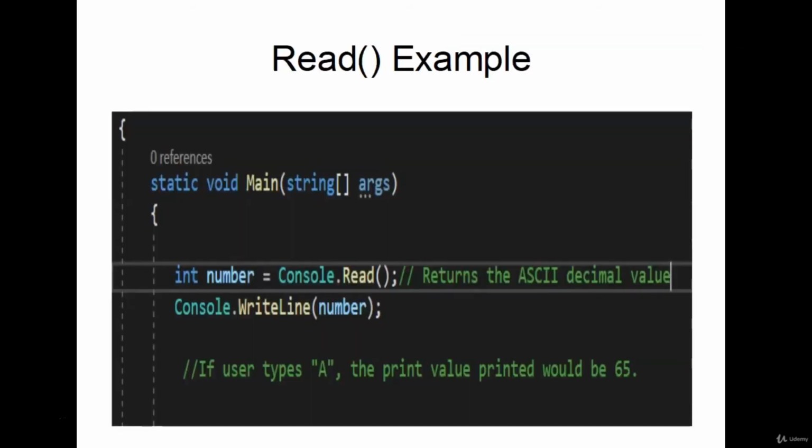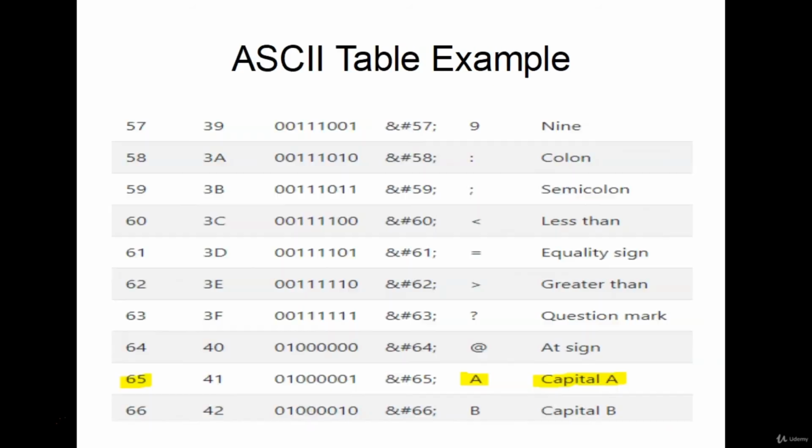So let's just look at an example here. Let's say we have an integer called number, and number equals Console.Read. Once the console comes up, the user puts in the capital letter A. It would return the decimal value based on the ASCII table, and that would be assigned to number. When we print number, we would get 65. If we look at the table, we can see here, highlighted, capital A equals 65. You guys can Google this table just to get familiar with it. I didn't think it was too important to include in this course. It would be something you would look up if you need it.